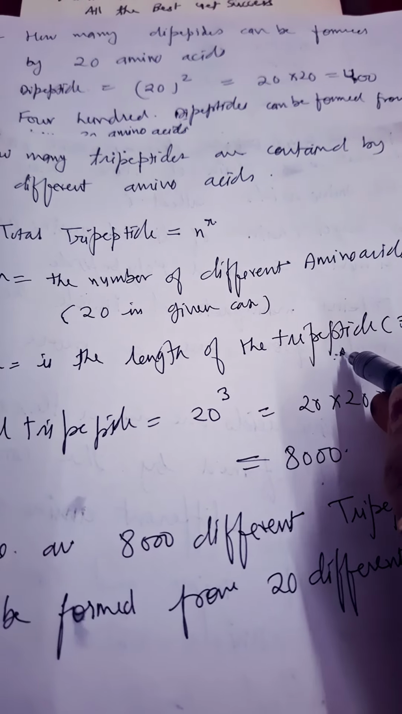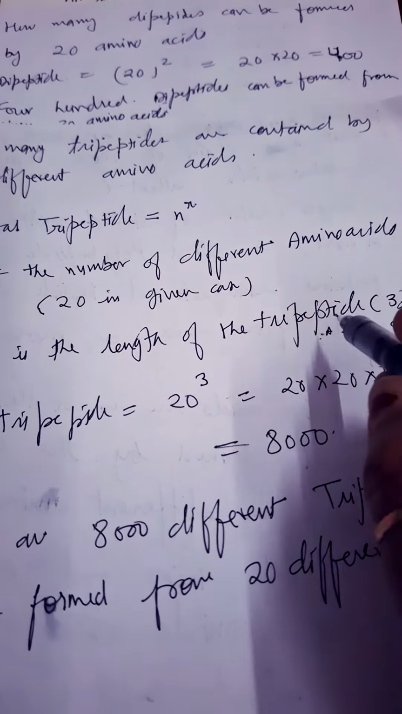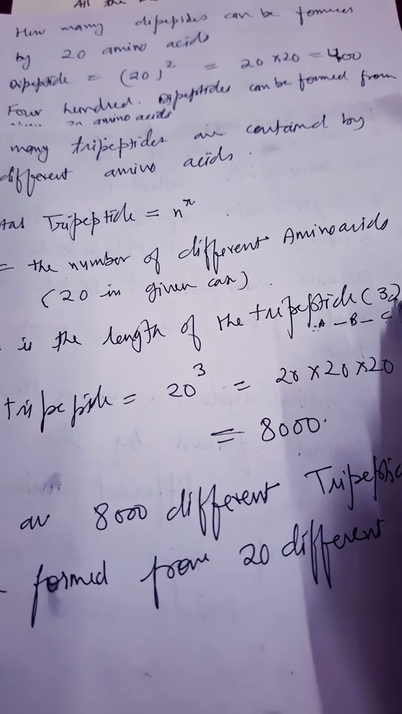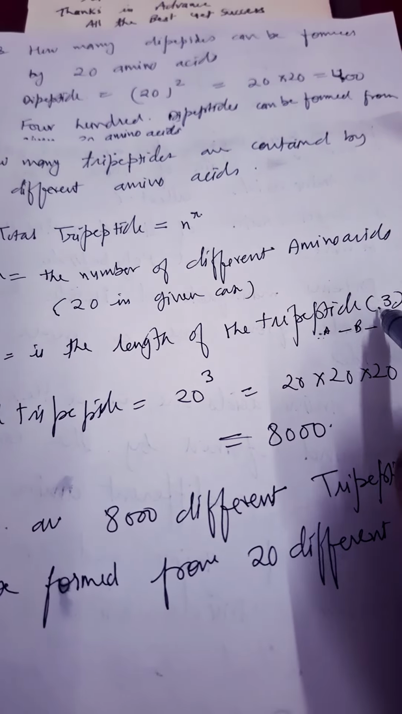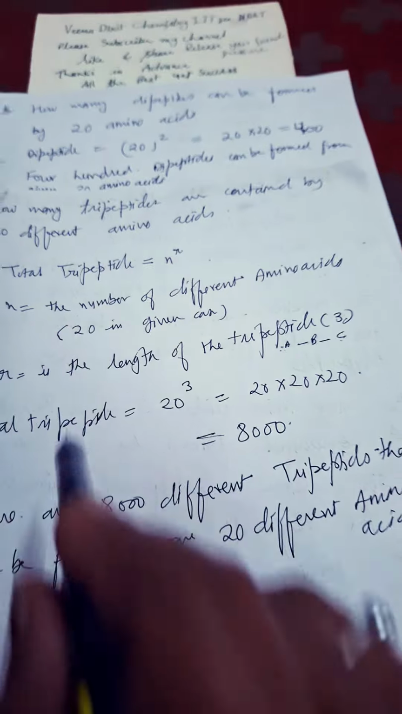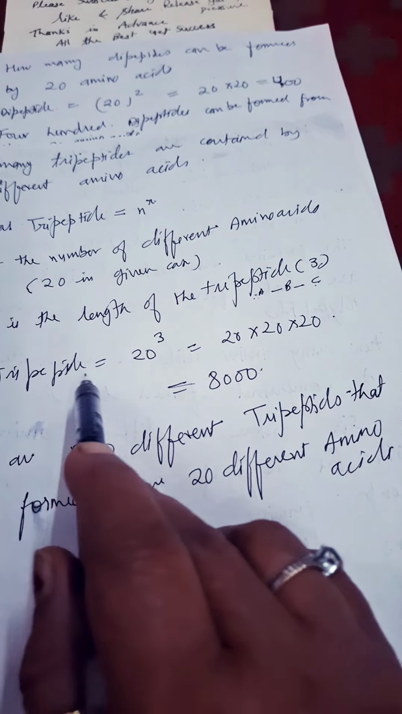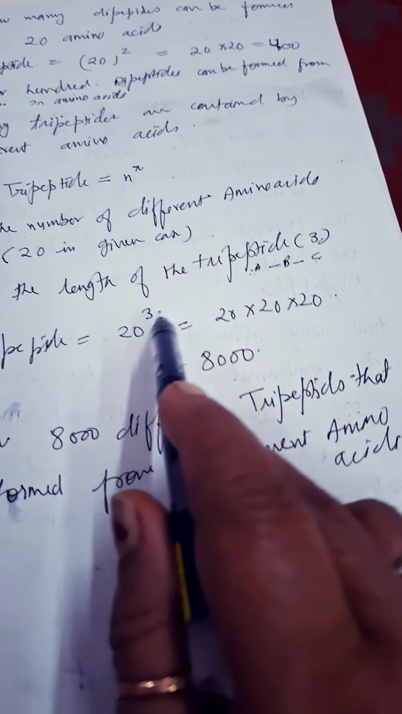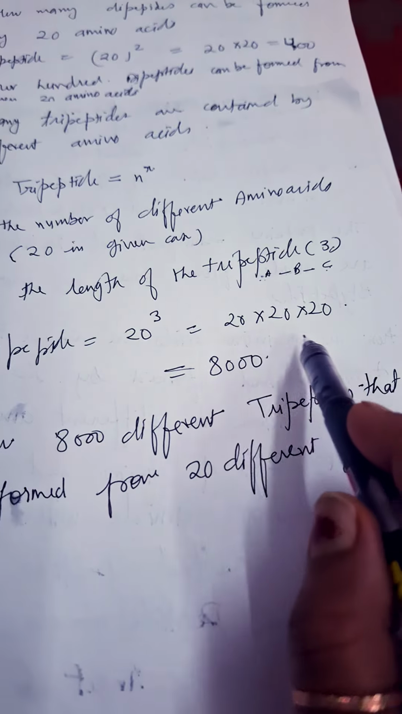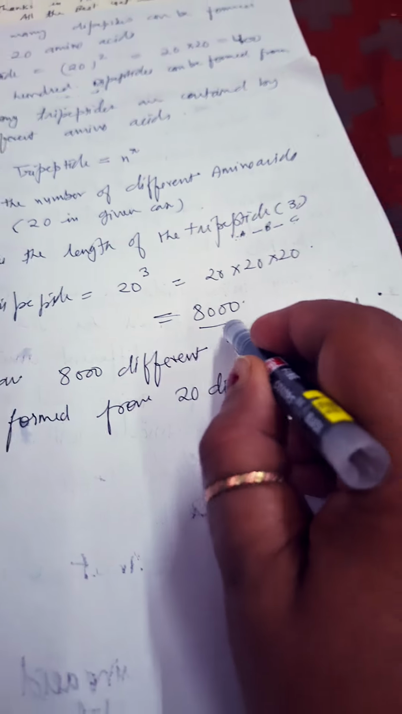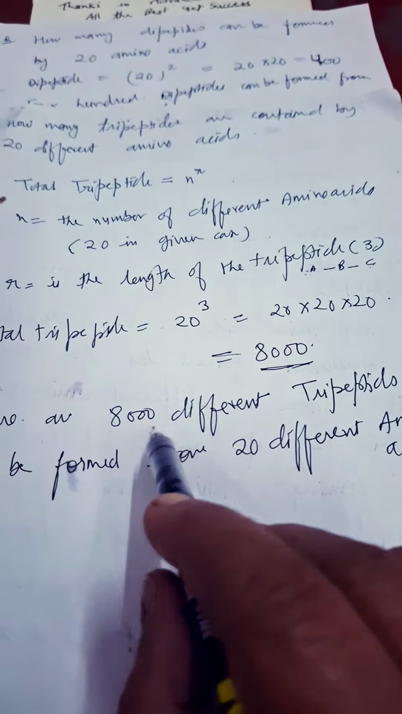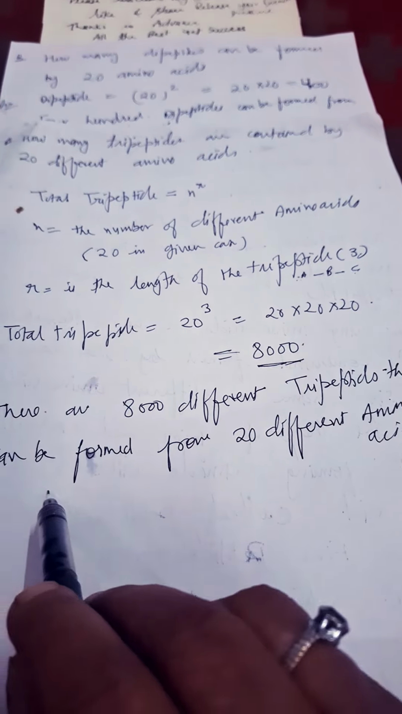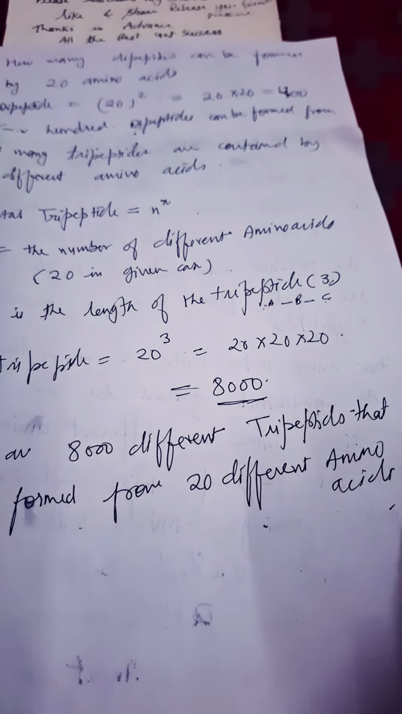So how many, A, B, C, I am writing? A, B and C. So length 3 peptides are there, so there are 3 amino acids, so we have to write down 3. Here the total tripeptides is equal to 20 power 3, that is 20 into 20 into 20. So the answer will be 8,000. So 8,000 different tripeptides can be formed from the different amino acids.